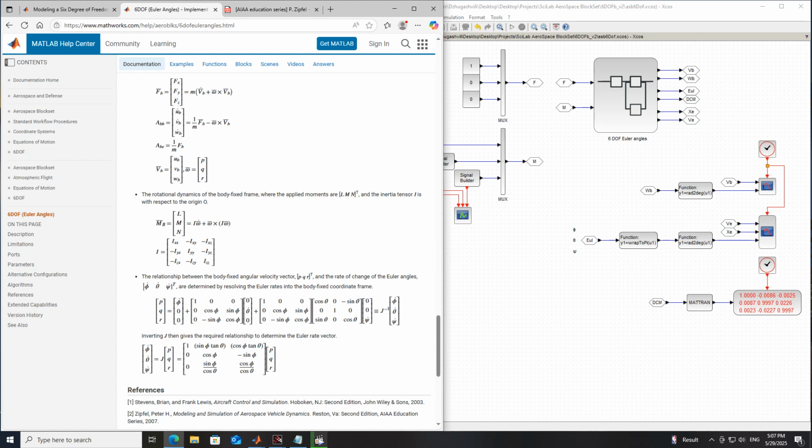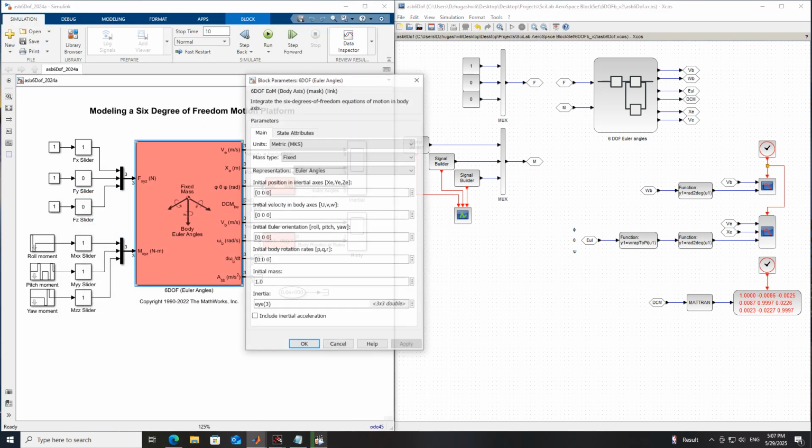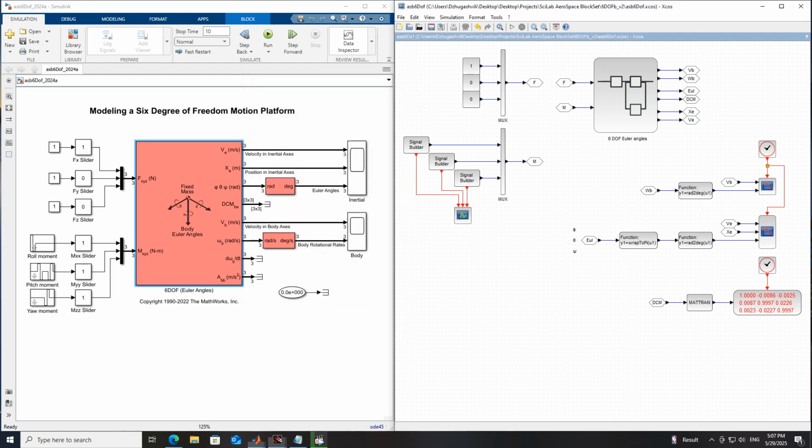To start using the block, some prior information is required, such as body mass and inertia tensor, assumed constant initial values of position and linear velocity, Euler angles, and body rotation rates. The xCos model is self-explanatory at top level. External forces and torques acting upon the mechanical system are fed to the main superblock.